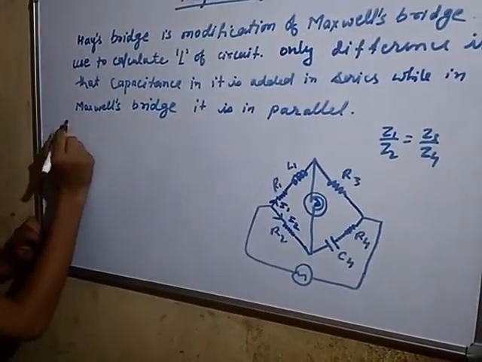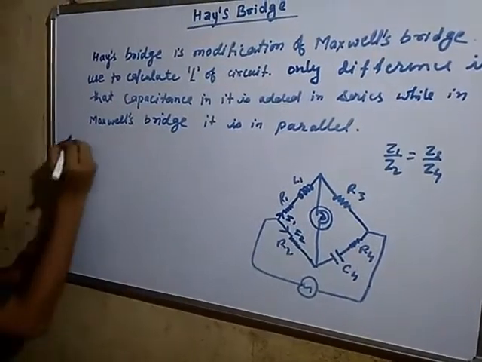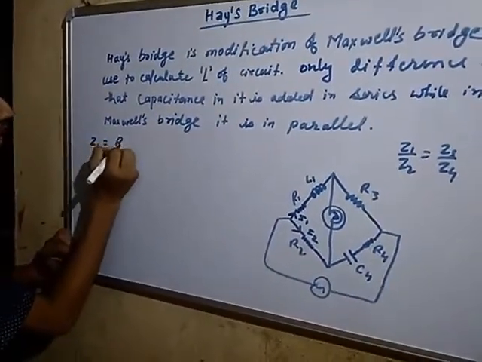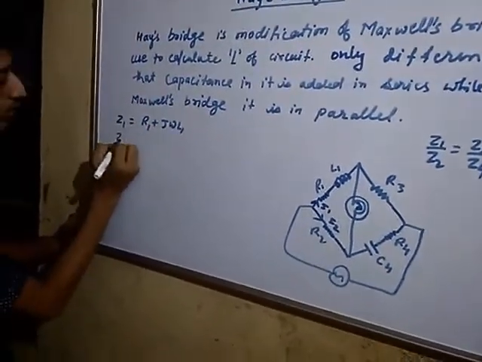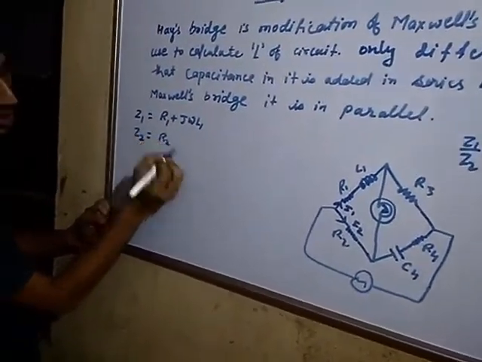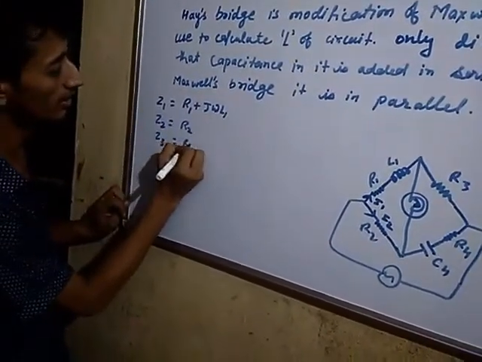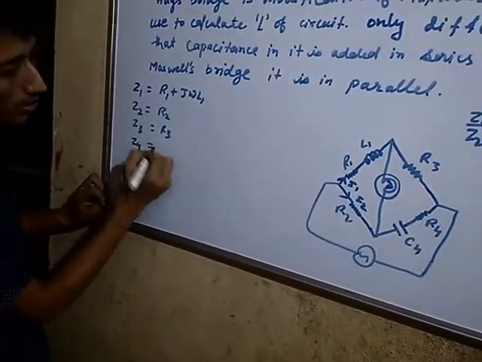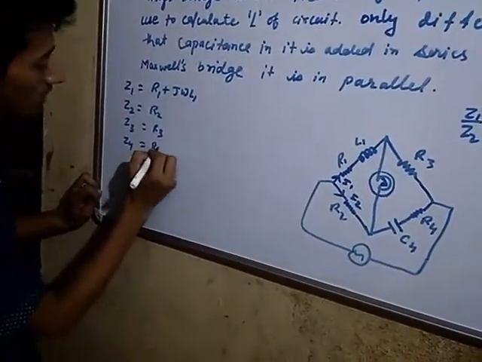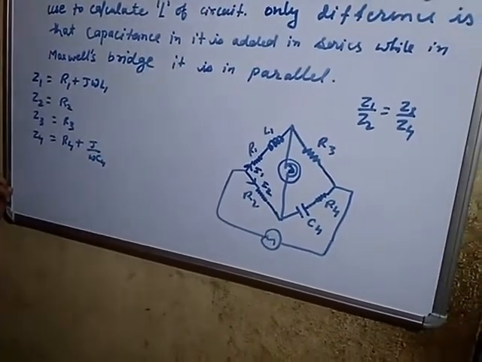Now we will calculate the effective impedance of each arm. Z1 is equal to R1 plus j omega L1. Z2 is equal to R2, here is only resistance R2, and Z3 is equal to R3. Once again here is also resistance R3 only. Z4 is equal to R4 plus 1 upon j omega C4.